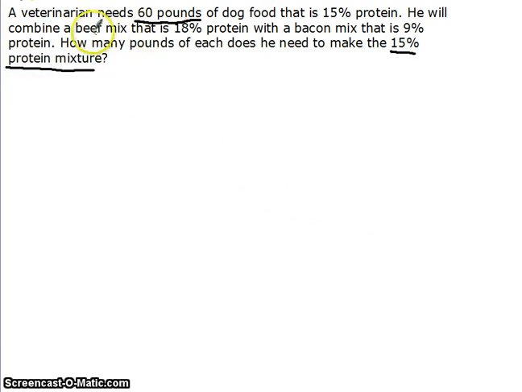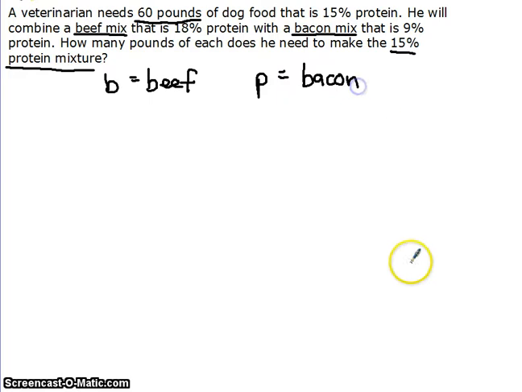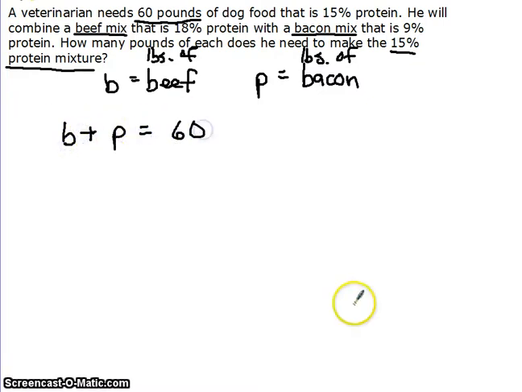Okay, the two things that I can put into the dog food are beef mix and bacon mix. So I'm going to use B for beef, and I can't use B again, so I'll use P for bacon. All right, so B is pounds of beef, if we're being super specific, and P is pounds of bacon. So we need 60 total pounds, so pounds of beef plus pounds of bacon equals 60. Very simple equation. All right, second one's a little bit tougher.